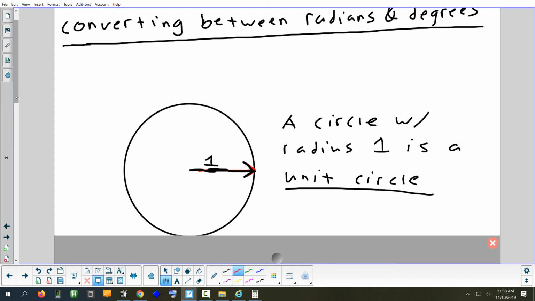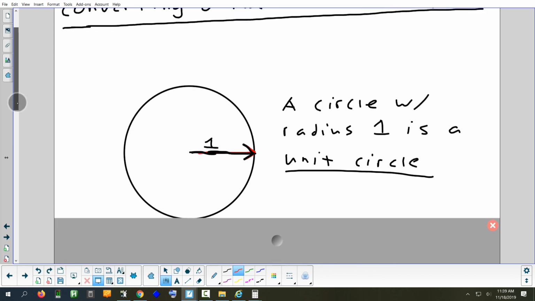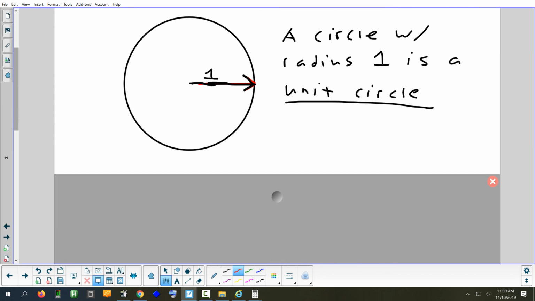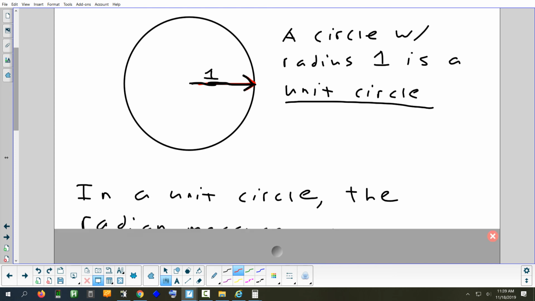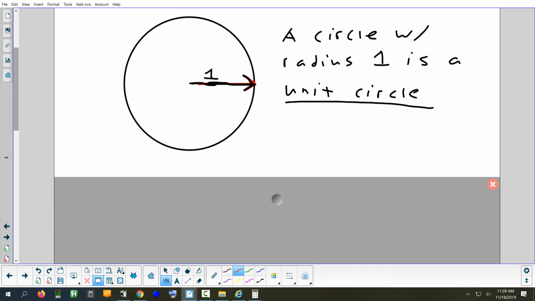So we're going to study the unit circle at some point later on. We're not studying it right now. All I'm doing on the board is drawing a picture of a unit circle, which is just a fancy name for a circle with a radius of 1. Any question on what a unit circle is? Just a circle with a radius of 1.